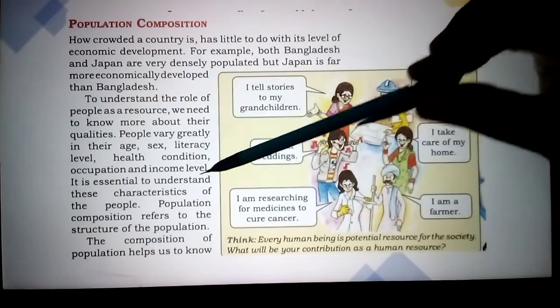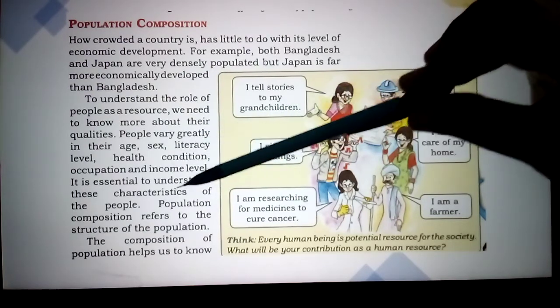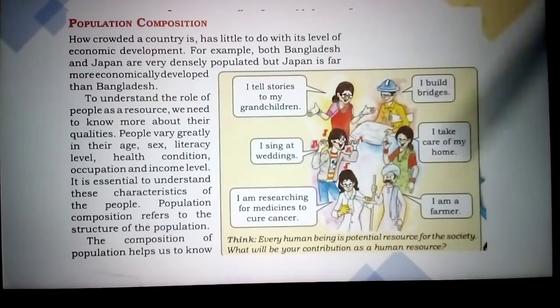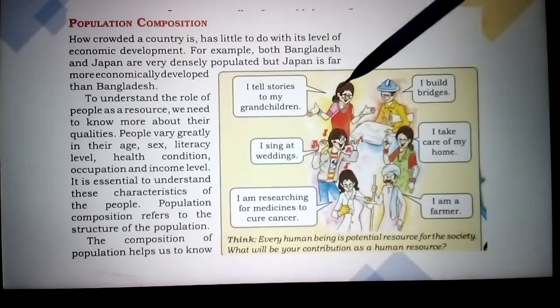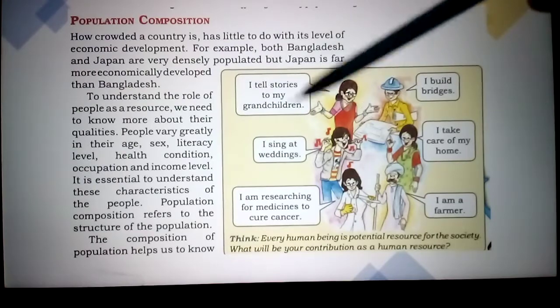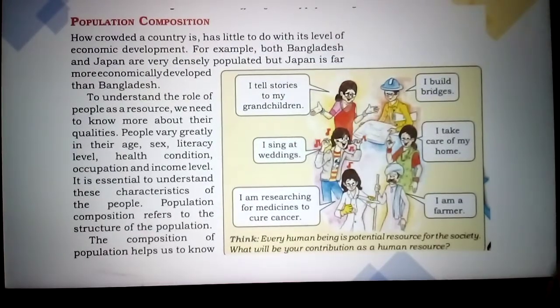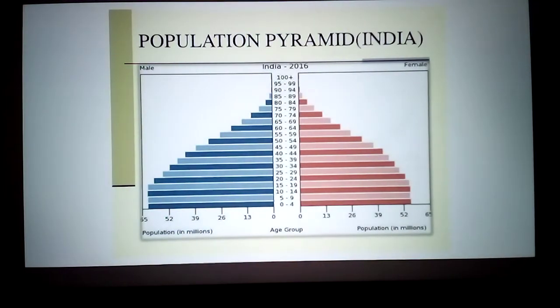So it is essential to understand these characteristics of the people. Population composition is required. Here different age groups are there. We have to know through the population composition, that is called the population pyramid. We'll see the picture here. This is the population pyramid.